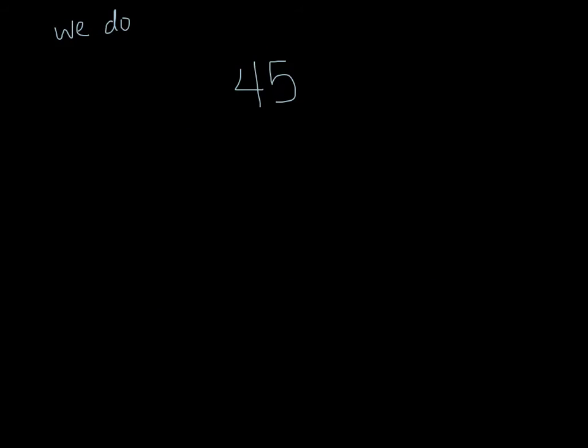Go ahead and copy down the number 45. And we're going to do the prime factorization of 45 using the factor tree. So 45, it ends in a 5, and when numbers end in a 5 or 0, 5 divides evenly into the number. So 5 times what will give me 45? Well, it's 5 times 9.